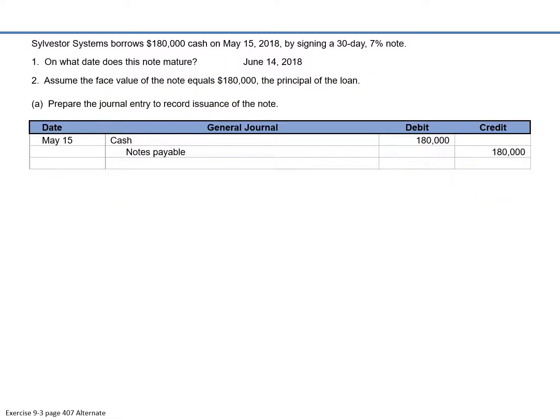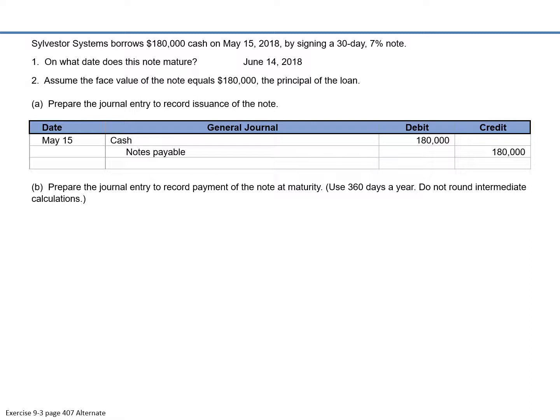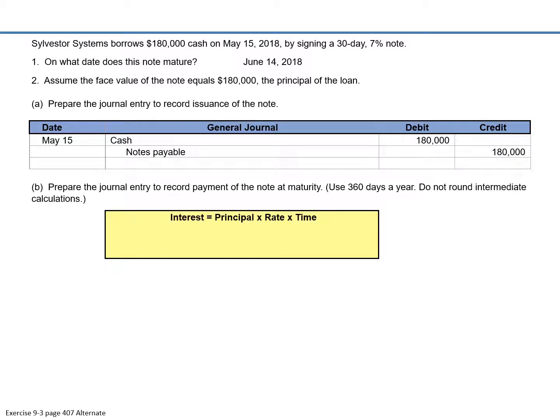All right, so then in part B, they want us to record the entry at maturity. So interest is principal times rate times time, right? 180 times 7% times 30 divided by 360. They don't know how to do math. This is an error. This should be $1,050.